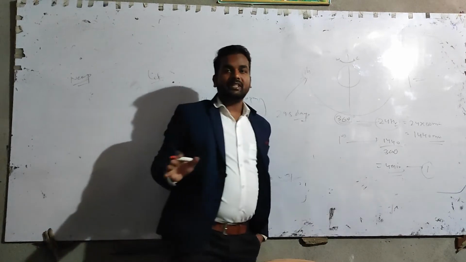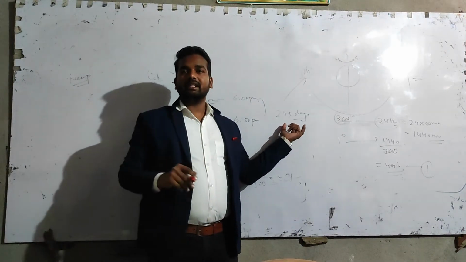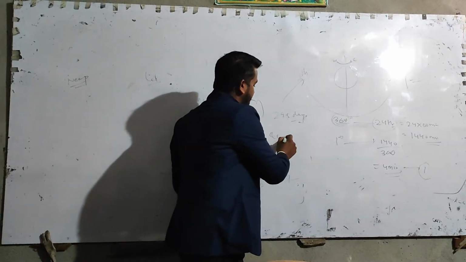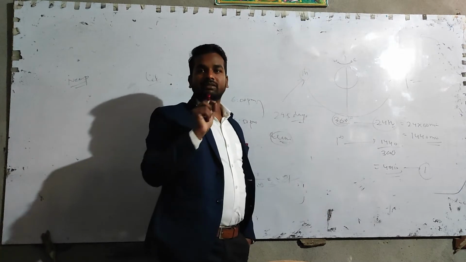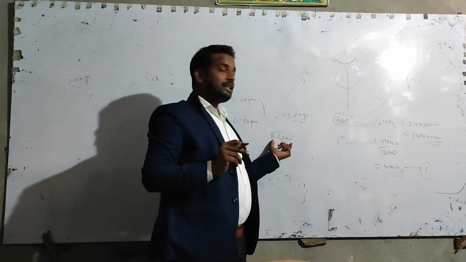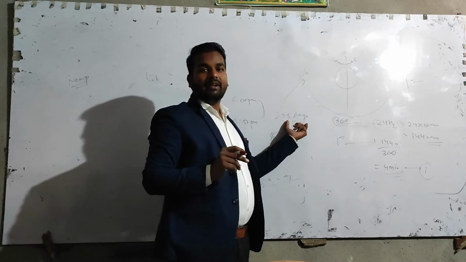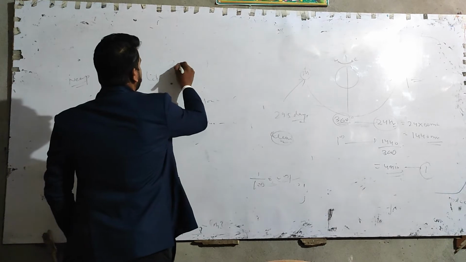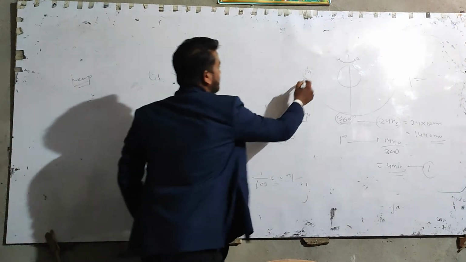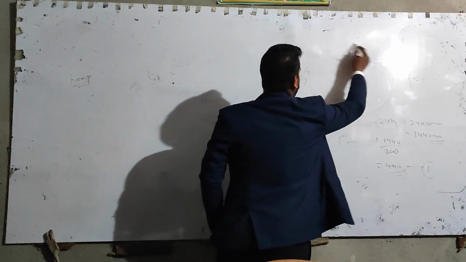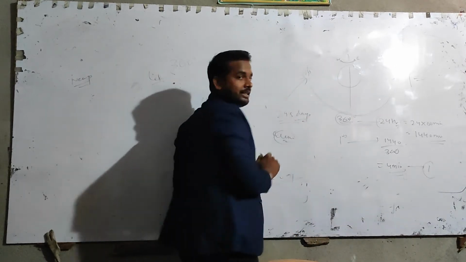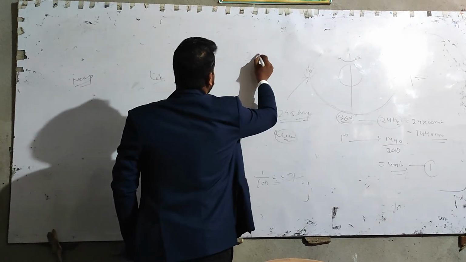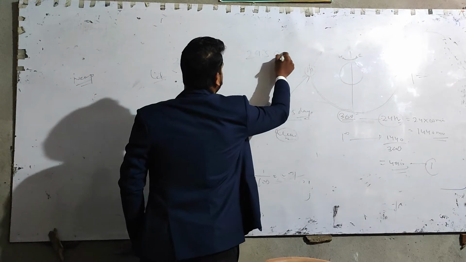Means you have seen that the moon is revolving around the Earth. How many days does it take? We are considering the lunar calendar, which means we are focusing on the moon. So it takes 29.5 days to cover 360 degrees of its revolution. The moon will come back to its original position in 29.5 days.